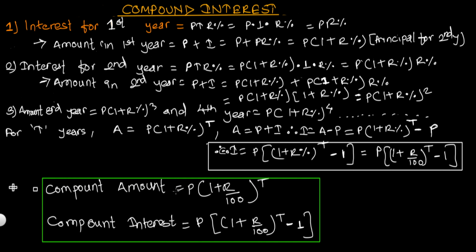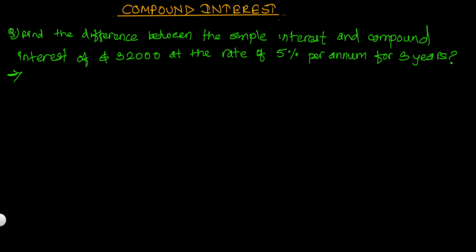So these two formulas will be handy in order to solve problems related to compound interest. So now let us see the problem. This problem relates simple interest to the compound interest. Find the difference between the simple interest and compound interest of this amount at the rate of 5% per annum for 3 years. So what is given to us?